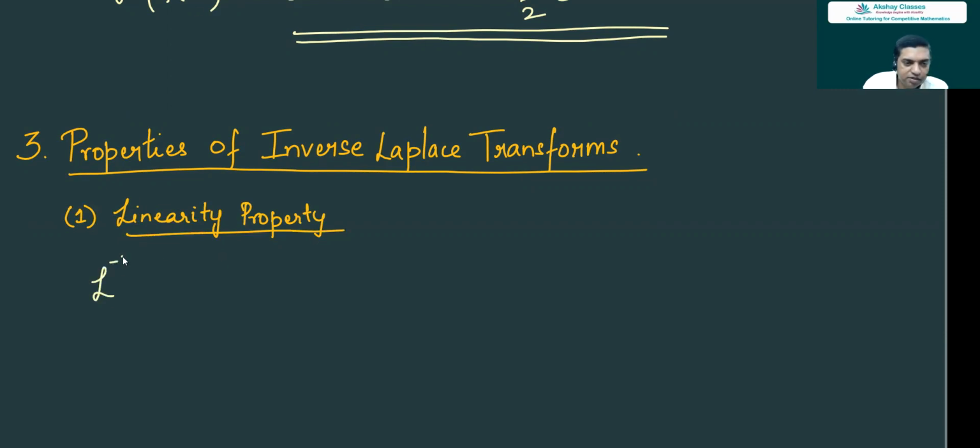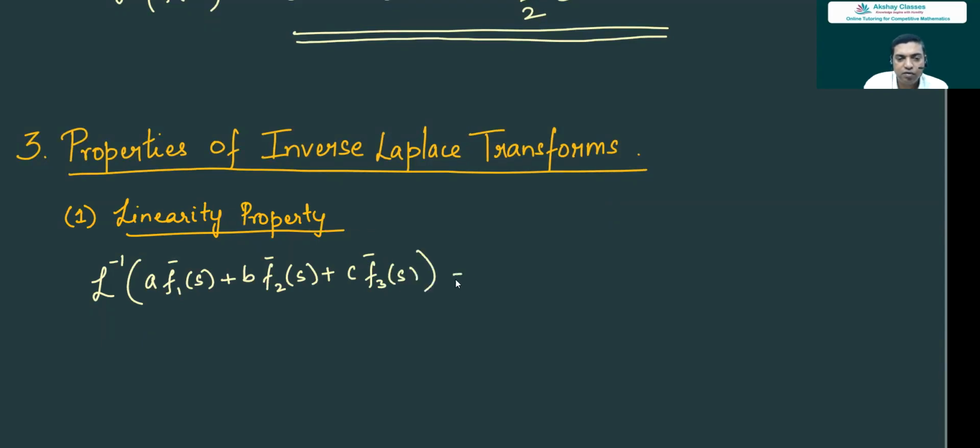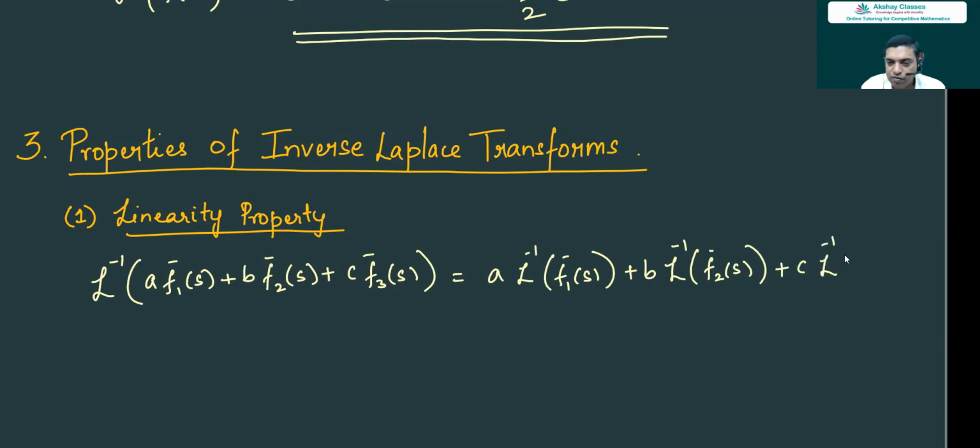What it says is Laplace inverse of A times F1 bar of s plus B times F2 bar of s plus C times F3 bar of s will be A times Laplace inverse of F1 bar s plus B times Laplace inverse of F2 bar s plus C times Laplace inverse of F3 bar s. So this is the linearity property.